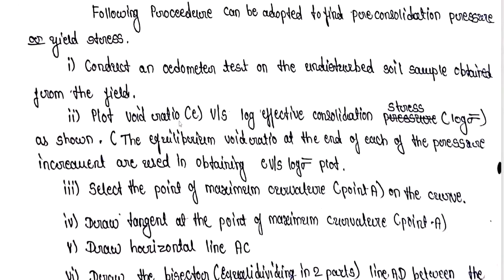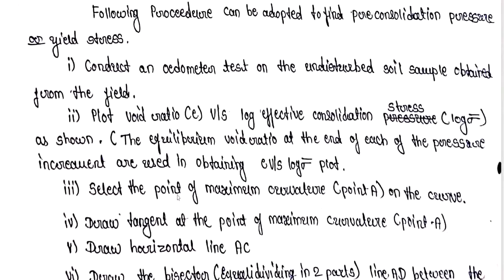Next, plot the void ratio e versus log effective consolidation stress, similar to the compression curve. We have to plot void ratio on the y-axis and log effective consolidation stress on the x-axis. The equilibrium void ratio at the end of each of the pressure increments is used in obtaining e versus log sigma. That is the thing which we have already studied. I have just noted it down over here.